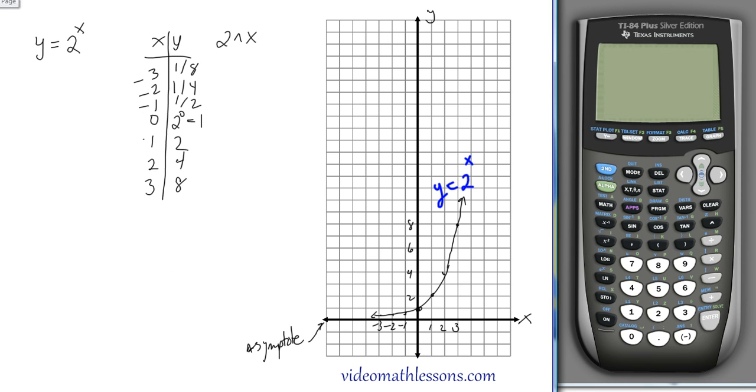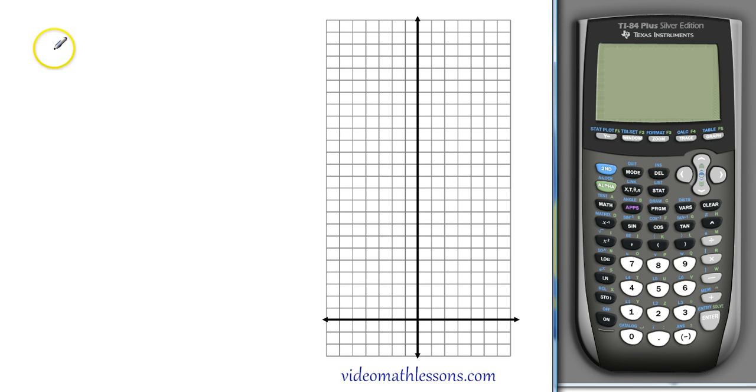So let's try another problem. So why don't we try something like this? Y equals, we'll keep our 2, but let's do something a little different. 2 times 3, and then up in the exponent, I'll put a negative x.